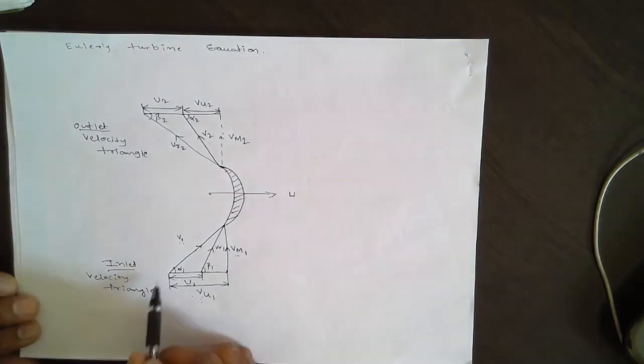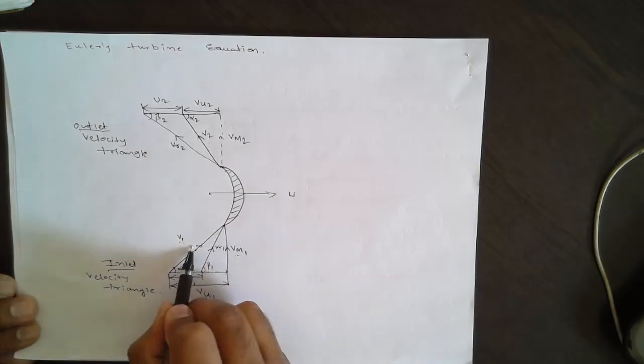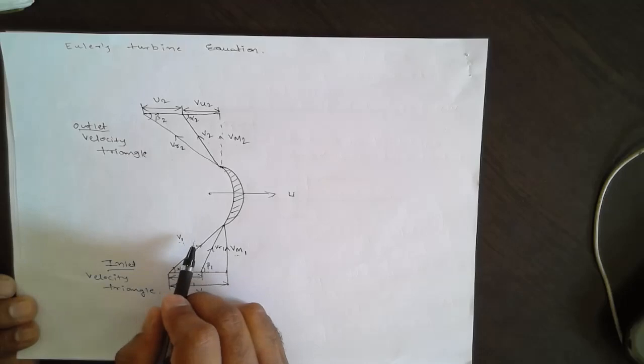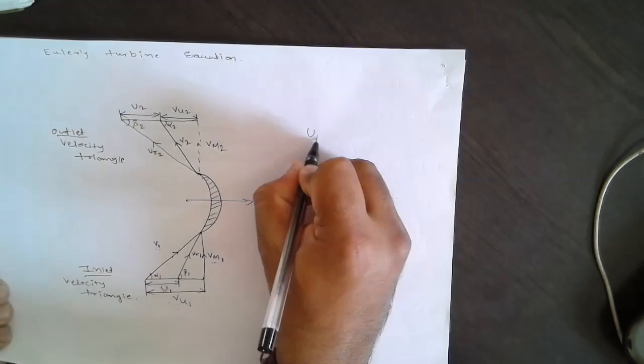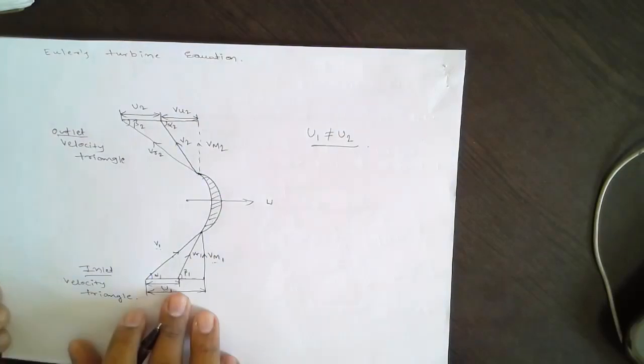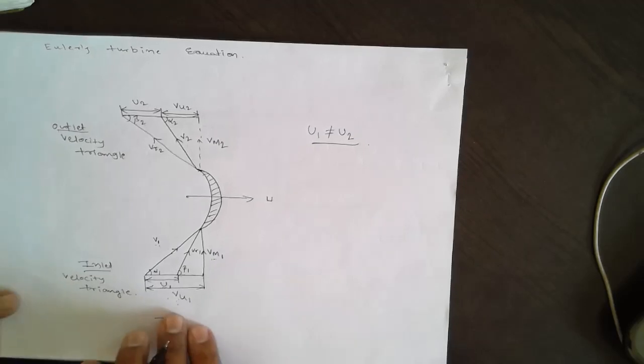The fluid strikes a vane at an absolute velocity of V1, resulting in the rotation of the rotor. The linear velocity of the rotor at inlet and outlet is not equal, so U1 is not equal to U2. This is the general construction of the Euler turbine velocity triangle in energy exchange and analysis. Thank you.